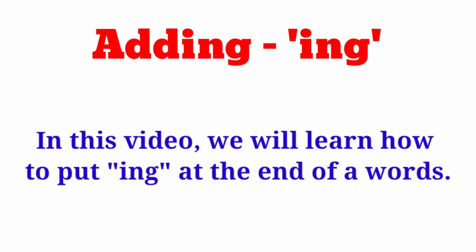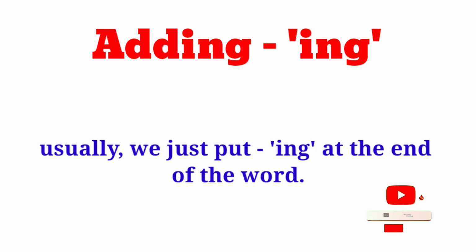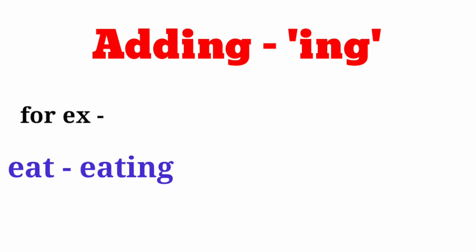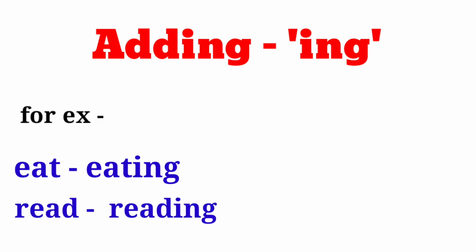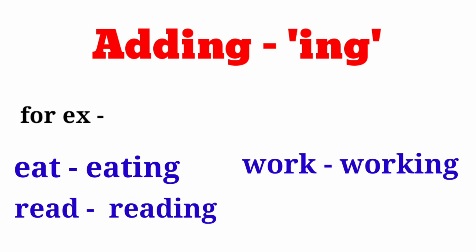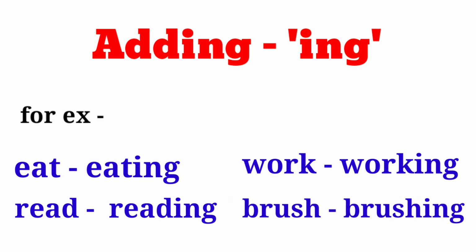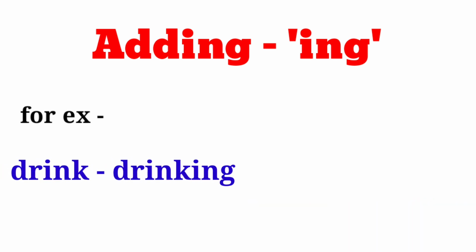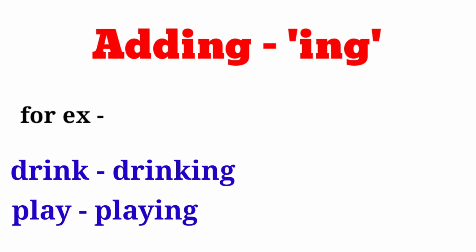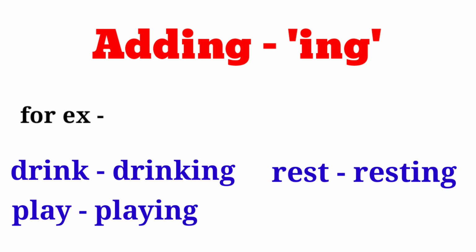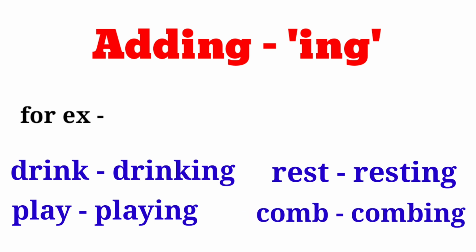In this video, we will learn how to put ing at the end of words. Usually, we just put ing at the end of the word. For example, eat, eating, read, reading, work, working, brush, brushing, drink, drinking, play, playing, rest, resting, comb, combing.